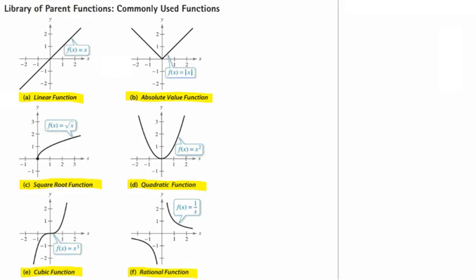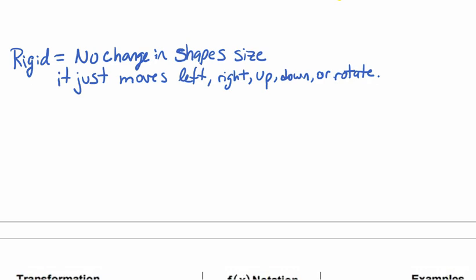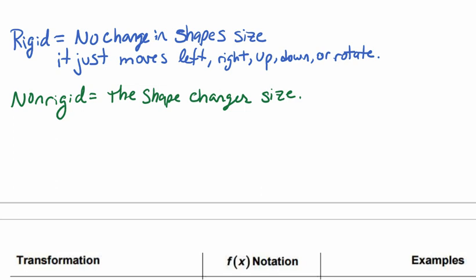Now, in order to talk about transformations, we first need to talk about what is the difference between a rigid and a non-rigid transformation. Well, a rigid transformation will have no change in the shape's size. It will just move left, right, up, down, or rotate. A non-rigid transformation, though, is where the shape will actually change size, like in a dilation. So we're going to go through the different types of transformations that we might come across, and some different examples and how they might look.